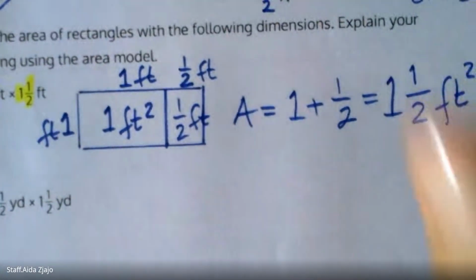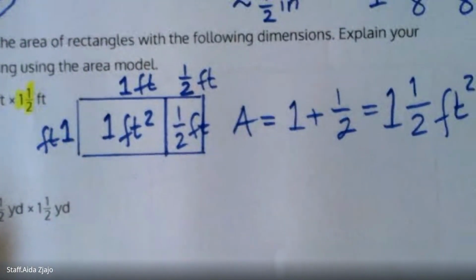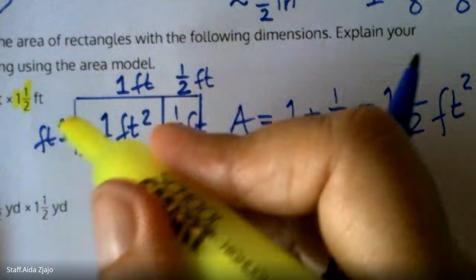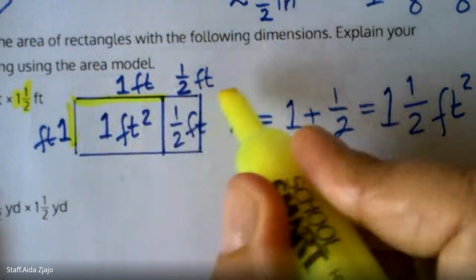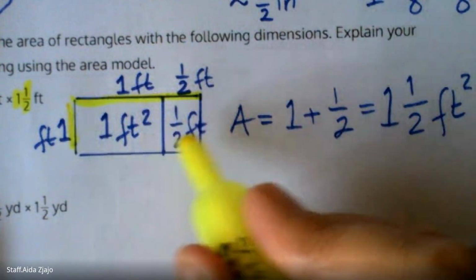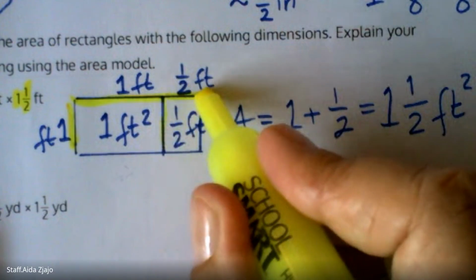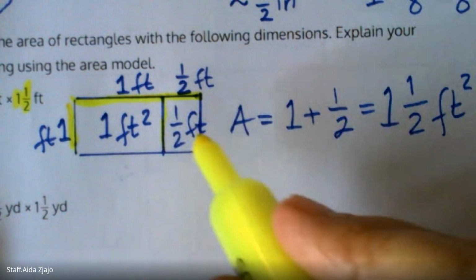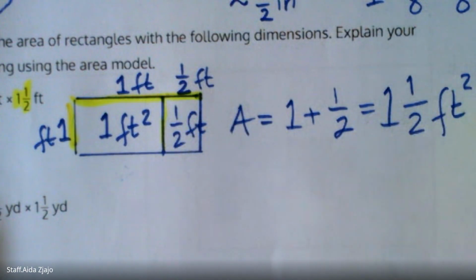Oops, sorry. Need a smaller one. I think you can see it. Okay, so 1 by 1.5. So 1 by 1 is 1 foot squared. 1 by half is 1/2. 1/2 times 1 is 1/2. So together it is 1.5 feet squared.